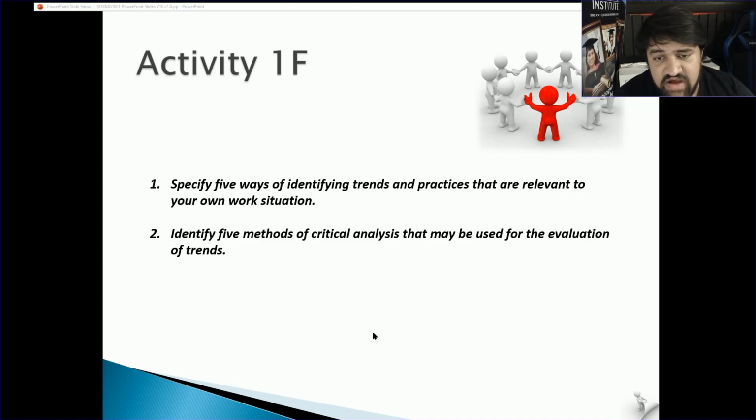So identify 5 methods of critical analysis that may be used for the evaluation of trends. So we're drawing links between our own work and future research. We're thinking about the merit that the new trends hold, and how we could improve it or how we can implement it into our own business, critiquing it and challenging it in respectful ways.